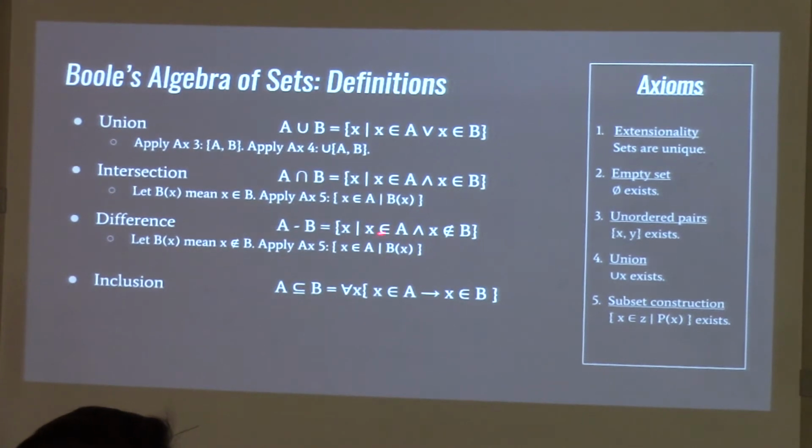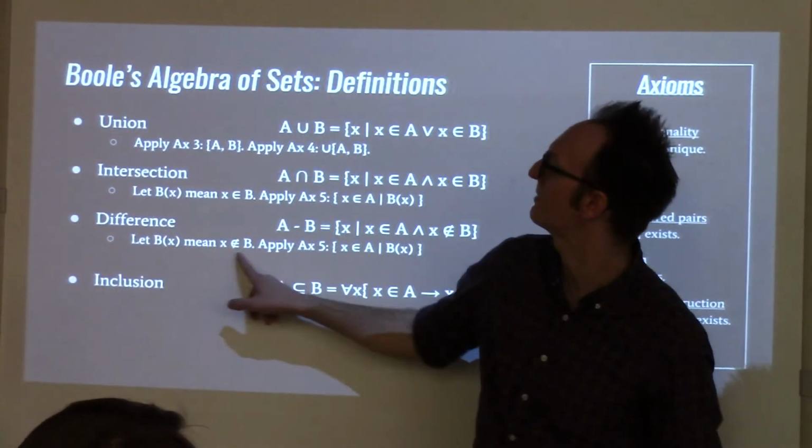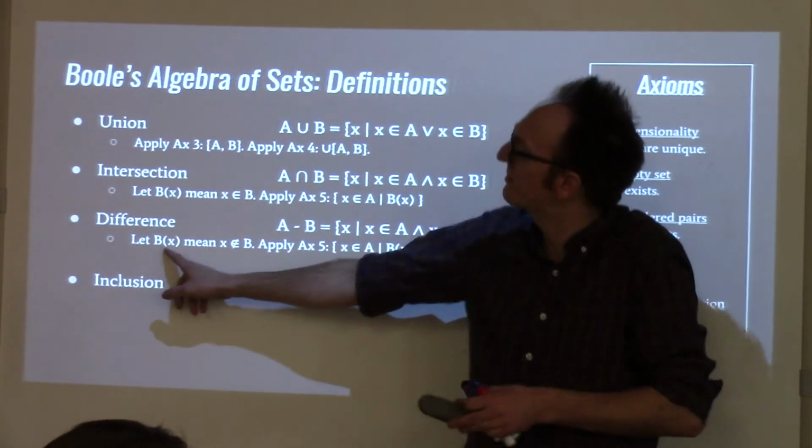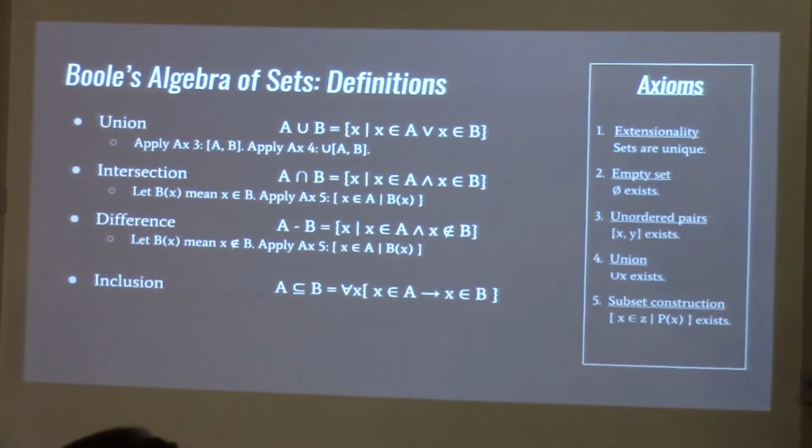And then difference is basically kind of similar, right? I think this is a typo. No, there it is. She just changed the definition of what this predicate means, right? She's now defining the predicate B to mean x is not in B. Okay. And we can also define the subset relation in terms of inclusion.